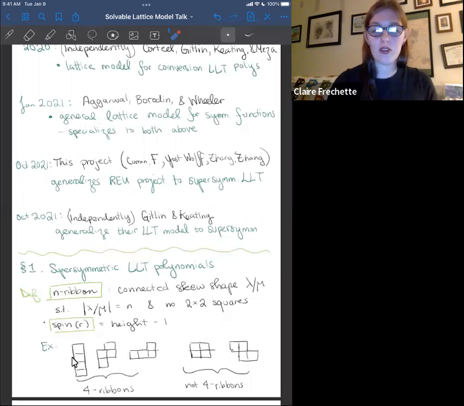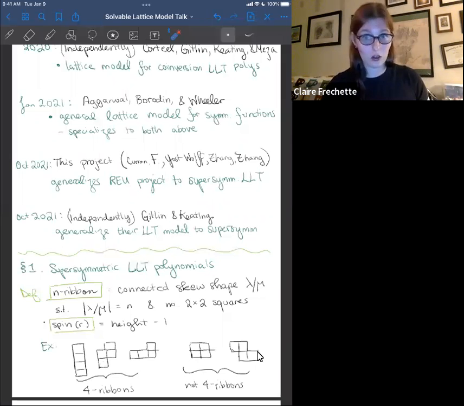So I've got a couple examples here of 4 ribbons. This one's got height 3, then 2, then 1, and then 2 examples that are not 4 ribbons. The first one because it contains a square, the second one because it's not a skew shape.